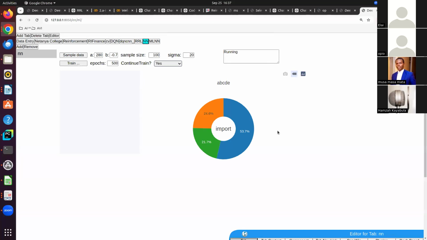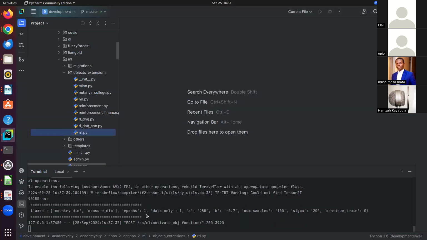Okay. It doesn't like me. My computer is off.